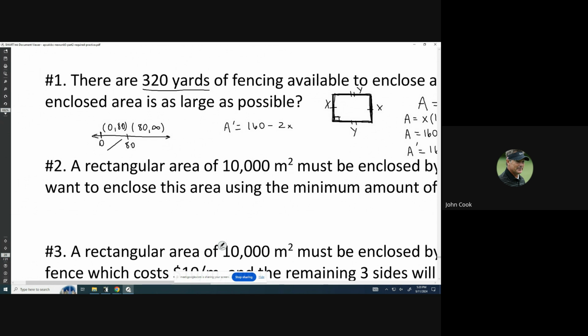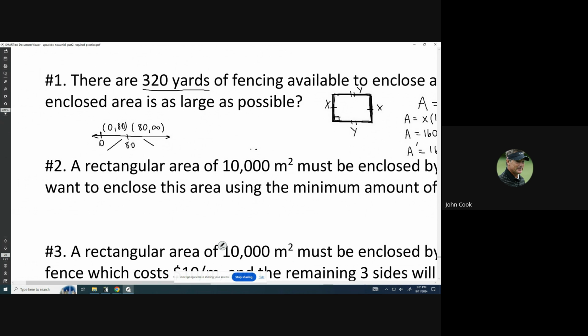If I pick, say, 100, I would get 160 minus 2 times 100. So that'd be 160 minus 200, which, for sure, is a negative number, negative 40. So that means that on the right-hand side, it would be decreasing. And by the first derivative test, I know that this is going to be a maximum because on the left it's increasing, and on the right it's decreasing.